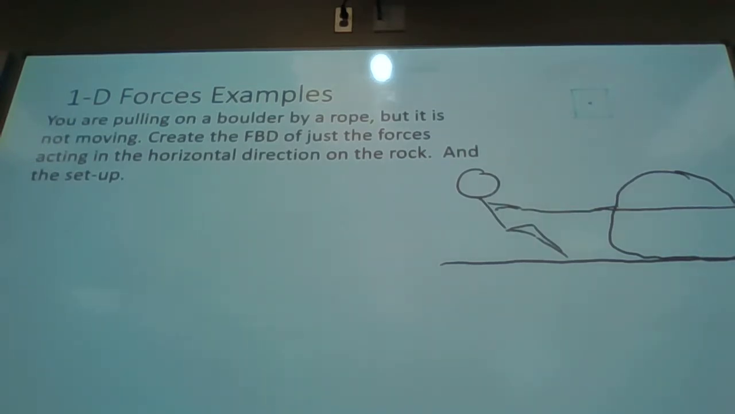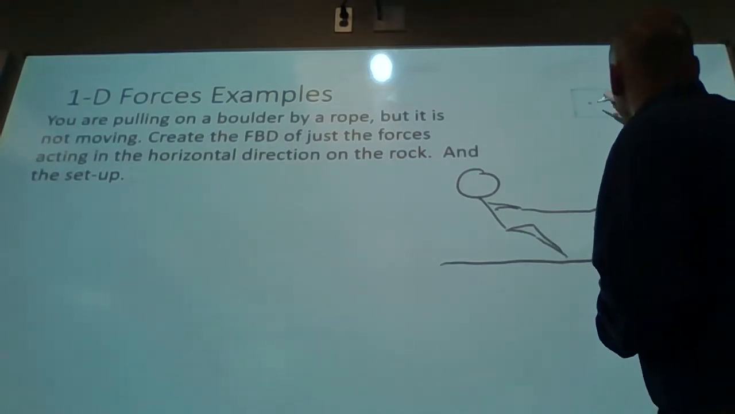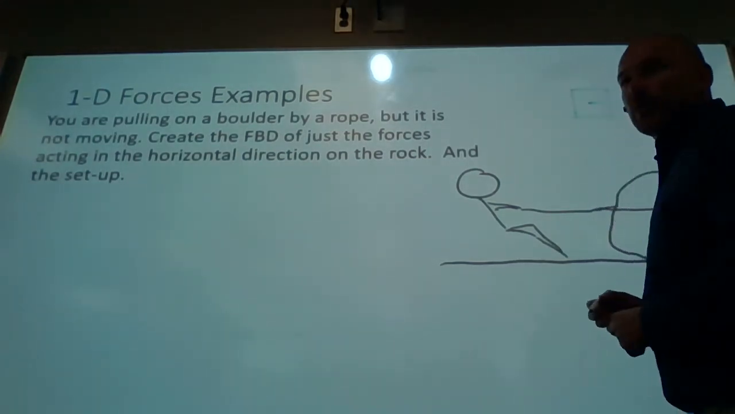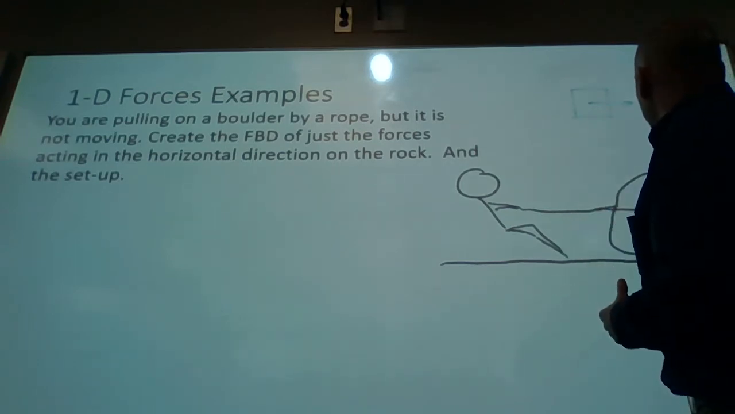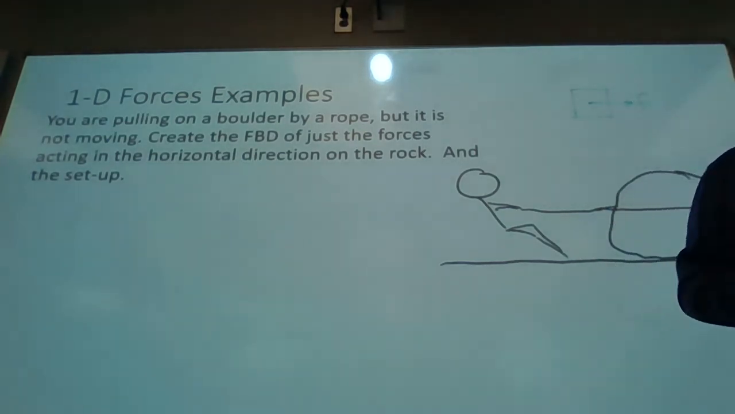To figure out which direction friction is acting on the boulder, pretend like the boulder could start to slide. Which way would it slide? To the right or to the left? Left. So friction always opposes that direction of slipping and sliding. So friction is going to be to the right. So draw an arrow and label that with a lowercase f for friction.